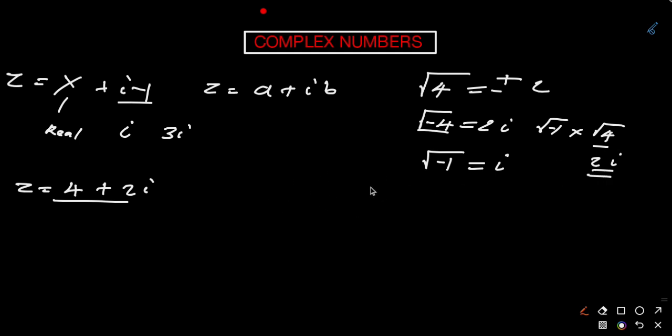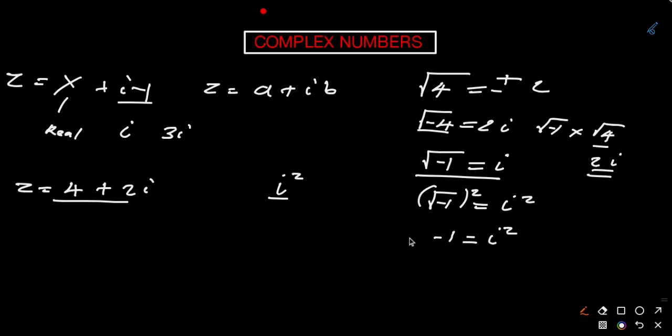Now let's say you've been told to find what i to the power 2 is. For us to know this, we are going to use this one here. Let me introduce the squares on both sides. If I introduce the squares on both sides, I'm going to remain with -1 here, and here I'm going to have i squared, meaning i squared is equal to -1. So if I give you 4i squared, definitely this is going to be 4 open bracket -1. Then if I multiply here, I'm going to get -4. So that is the idea here.